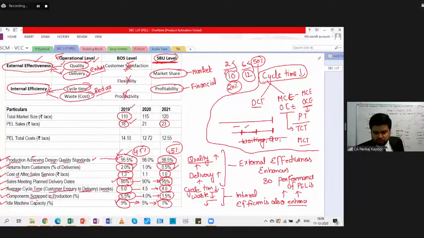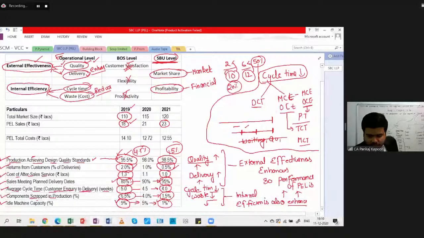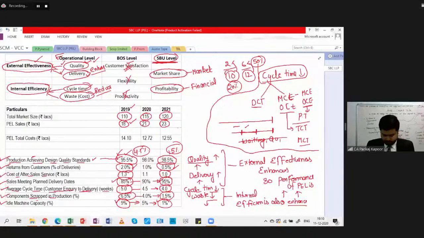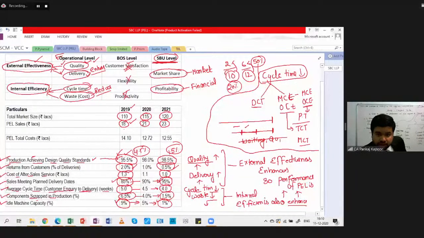Send it for all 3 years: year 2019, year 2020, and year 2021. Against 115, how much is our share? 21. Against 120, how much is our share? 23. Quickly tell me, what is your market share for each year? I'm also computing in the meantime for you. Here it is: 16.36%.